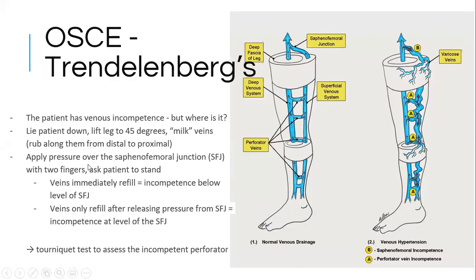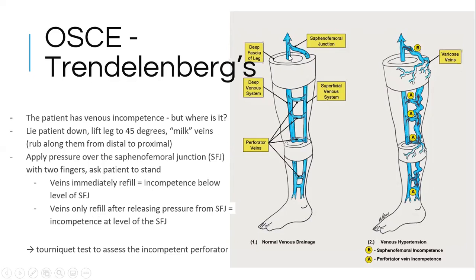You then apply pressure over the saphenofemoral junction with 2 fingers. Most people just stick a tourniquet on, and you ask the patient to stand. So you're blocking this bit here. If the veins refill immediately, it means that they're getting blood flow that's coming back from somewhere else within the system, so somewhere lower. If the veins only refill after you take the pressure off, it means that the incompetence, the backflow, is up here somewhere. So it's just telling you whether or not the incompetence is in this area or somewhere below it.